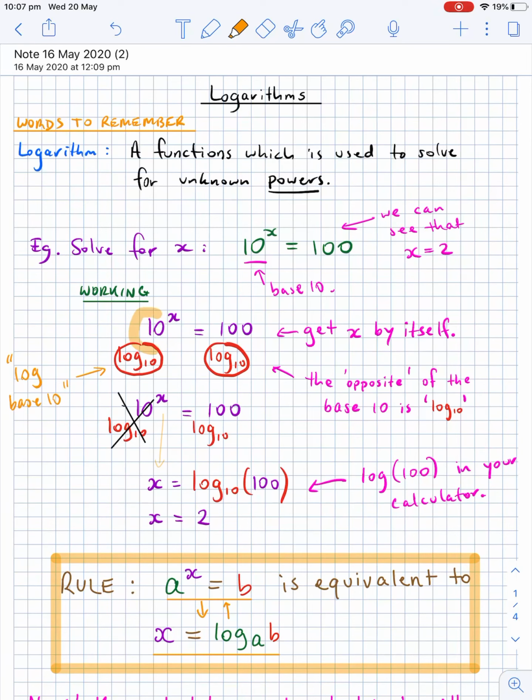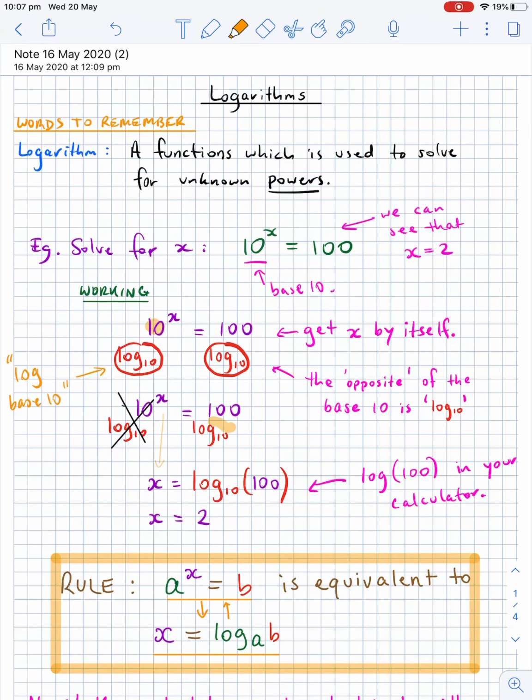The opposite of a base of 10 is what I'm going to write as log with a little 10 in the bottom right hand corner, and we call that log base 10 because it says log and then this 10 says that the base is 10. I'm going to do that to that side, and what I do to one side I have to do to the other. Log base 10 is the opposite of base 10. It's really important to understand that this 10 and this log are opposites and they cancel each other out.